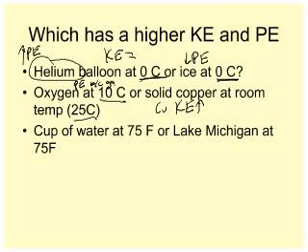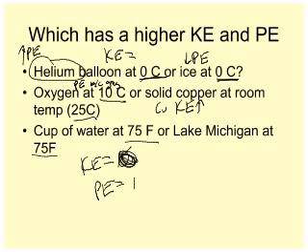Because it's a gas. A cup of water at 75 degrees Celsius or Lake Michigan at 75 degrees Celsius: kinetic energy is equal. Why? Because the temperature is the same. That doesn't equal 0, I'm sorry. Kinetic energy is equal because they're the same. And then potential energy is equal because both are water. Good.